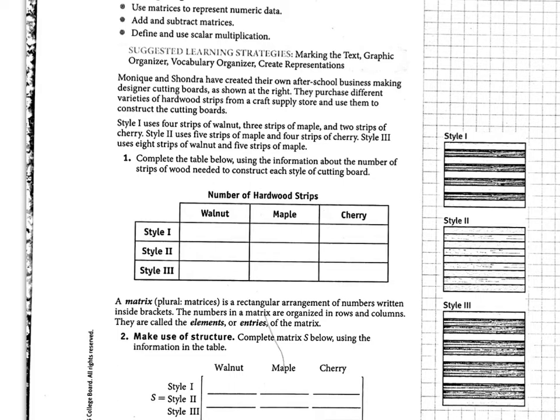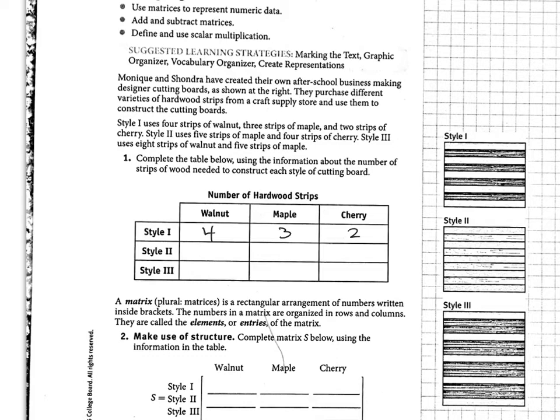They're going to use an example of two girls trying to make cutting boards. That's what that picture is, all the different styles of cutting boards. And they get different hardwoods. So style 1 uses 4 strips of walnut. I'll fill this in. 3 strips of maple goes across, and 2 strips of cherry.